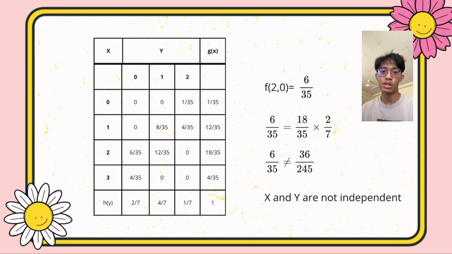To check whether X and Y are independent, we compare a joint probability with the product of the marginal probabilities. For example, P(X = 2, Y = 0) is equal to 6/35, while P(X = 2) multiplied by P(Y = 0) is equal to 36/245. Since these values are not equal, X and Y are not independent.